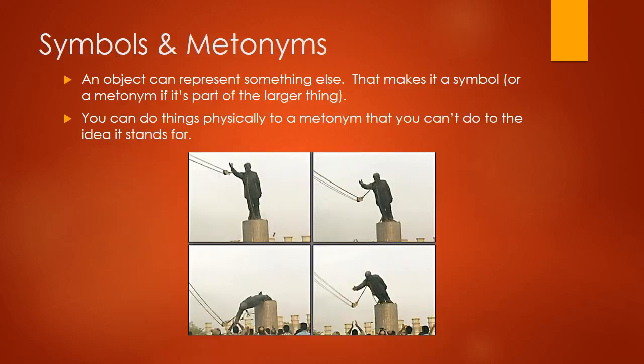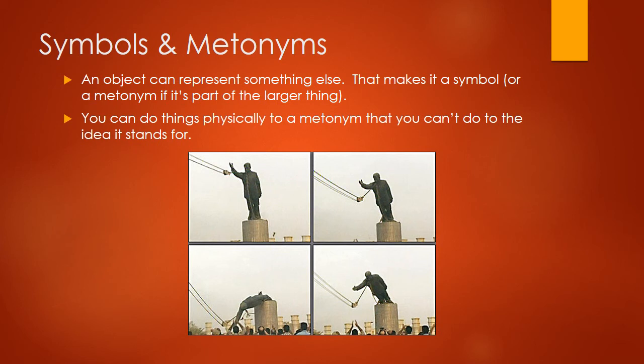The other thing to keep in mind about the various images you have is they can give the audience information about where we are and who these characters are, but they can also convey symbolic information. An object can represent something else. If it does that, that makes it a symbol. And if it's part of the larger thing it's representing, we have a fancy word for it. We call it a metonym.